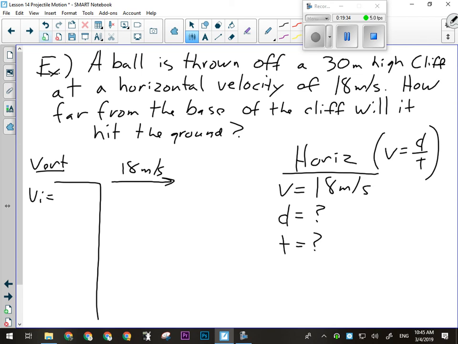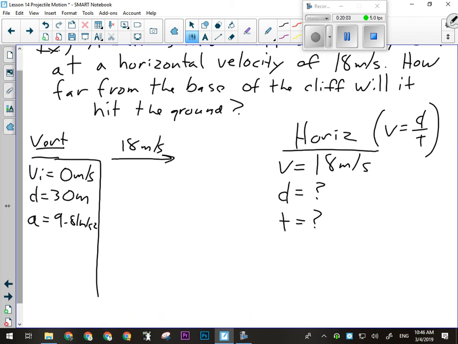Vertically speaking, how fast is the object going initially? 0. I threw it horizontally. How far is it going to fall? 30 meters. What's its acceleration? 9.81 meters per second squared. Now I could put negatives on these, but it's really not necessary because the object's not going to change direction. It's all going to be downwards. Everyone okay with that?